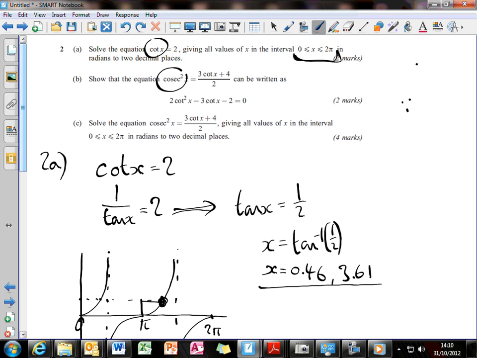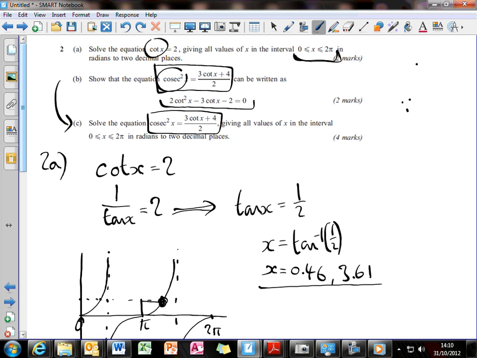And the next question is show that this equation, cosec squared x equals 3 cot x plus 4 over 2, can be written like this. Now this is going to require one of the new identities that you get on C3. At the moment, it's taking us towards this question at the bottom, which is going to be to solve that. It's exactly the same as this thing up here. But we couldn't solve it as it is because it's in terms of 2 different functions, cosec and cot.